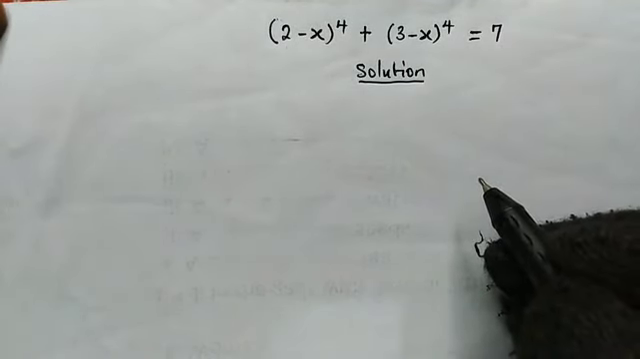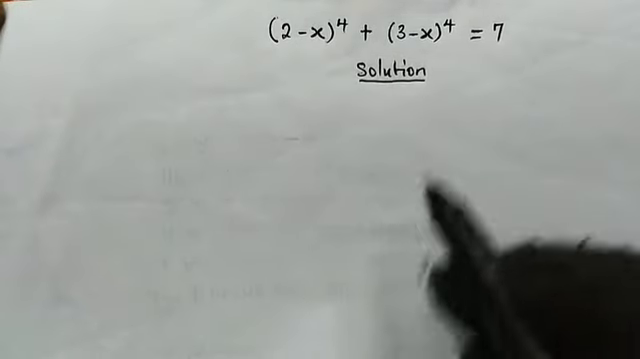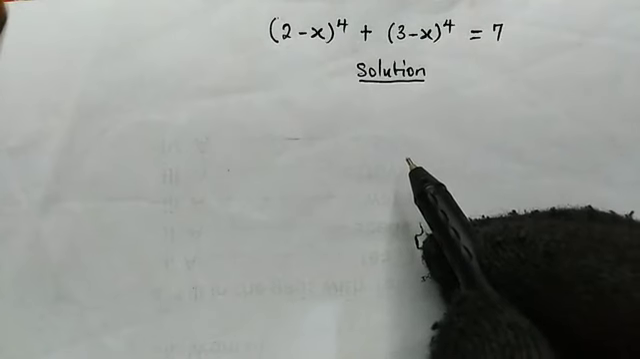Today we have another interesting quadratic equation. Yes, this equation is very interesting, and here we'll be solving for the values of x, both the real values and the complex values, right? Now let's get started. We have (2 minus x) to the power 4 plus (3 minus x) to the power 4. This is equal to 7.